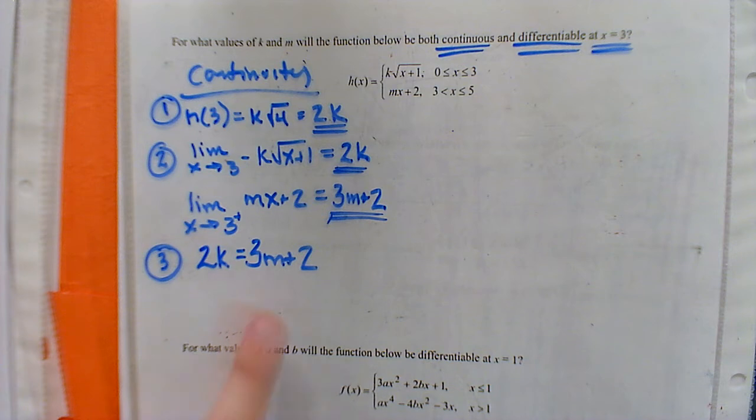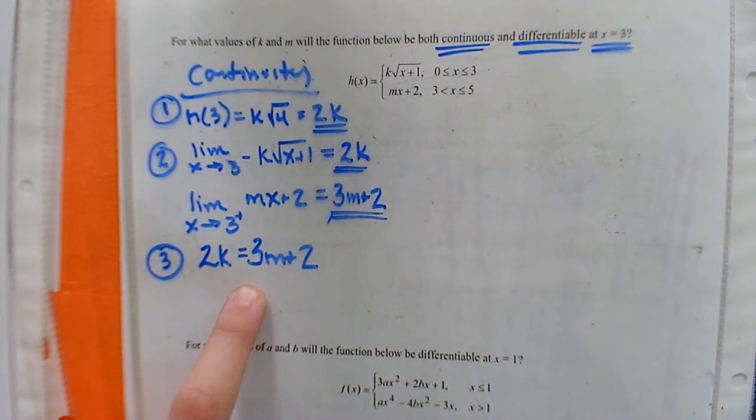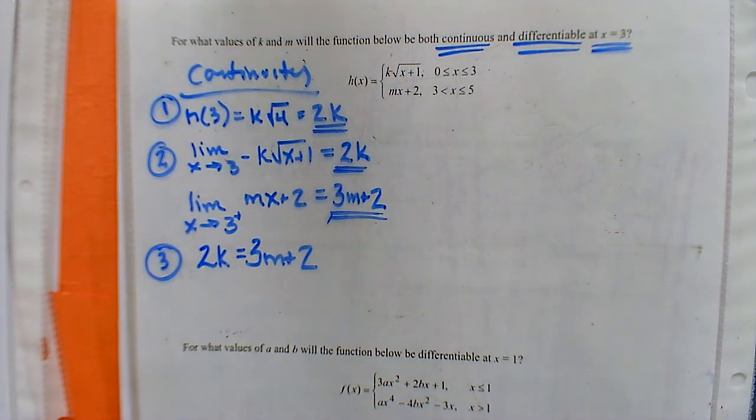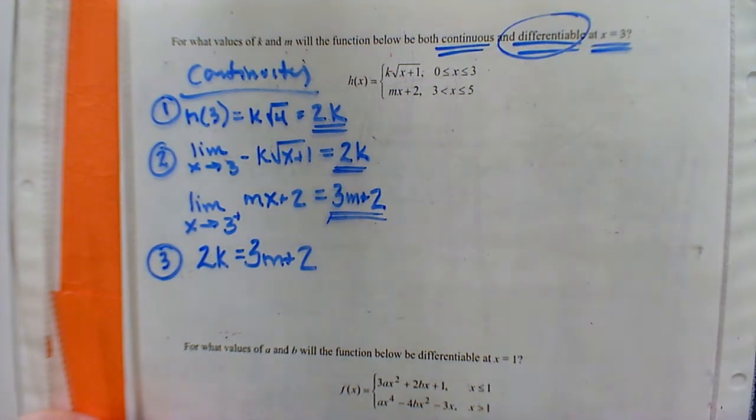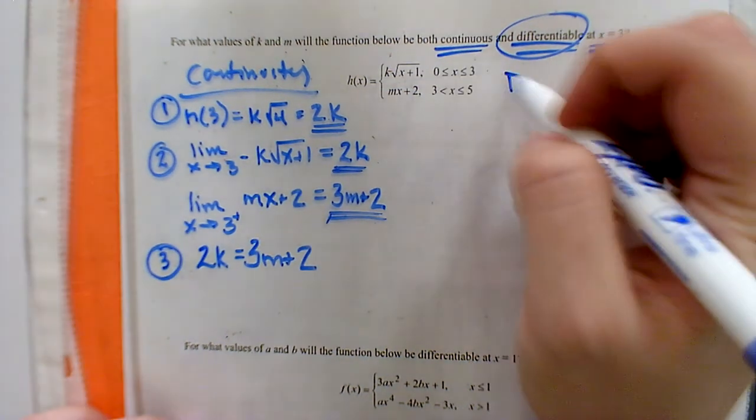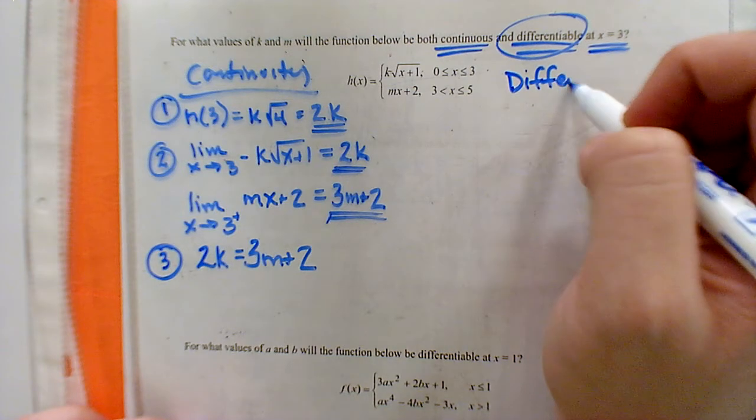Do you guys see kind of an issue with that equation we have? Can we figure out what k and m are just off of that? No, you have one equation, 2 variables. Okay, it's not really balanced. So somehow we have to figure out what another equation is. Maybe we'll check out this differentiable aspect to see if something will pop up there.